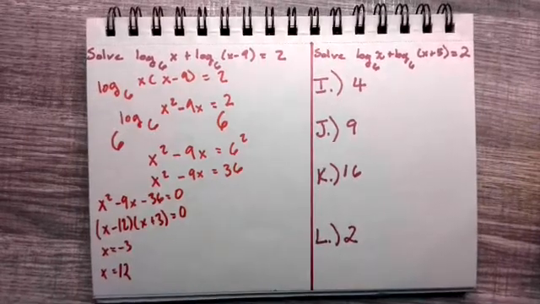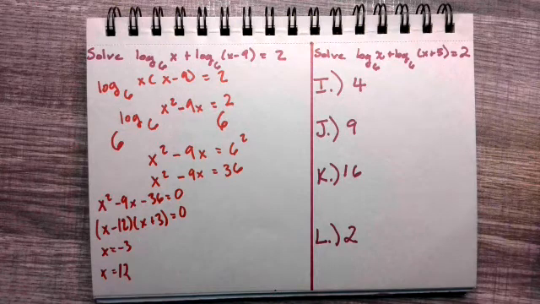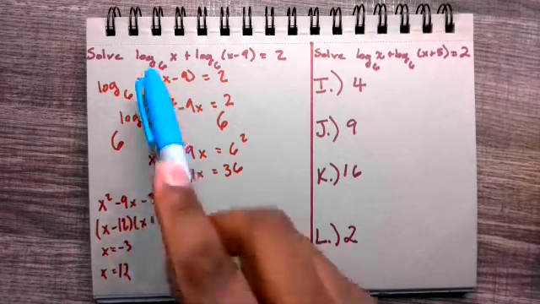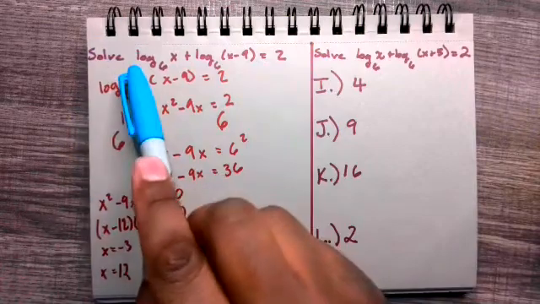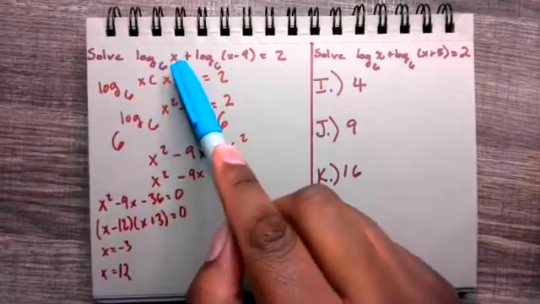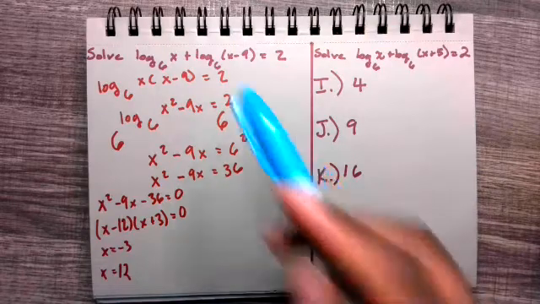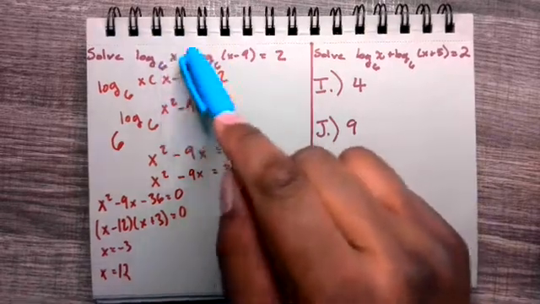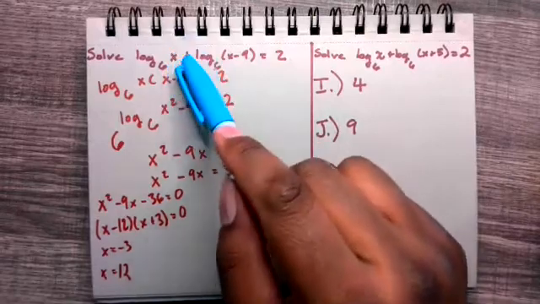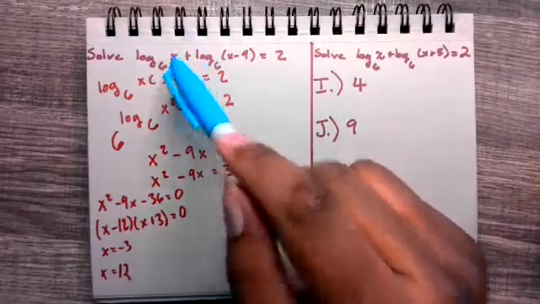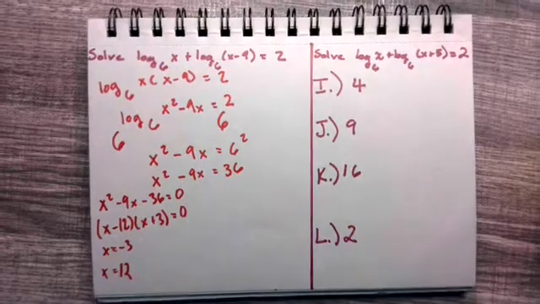Now, because I've got two answer choices, I have to determine which one's correct. They might both be correct, but let's find out. The easiest way to do it is to think about it like this. If I take this negative 3 and put it into this equation, I'll end up with log base 6 of negative 3. We already know you can't take the log of a negative number. So negative 3 is out.